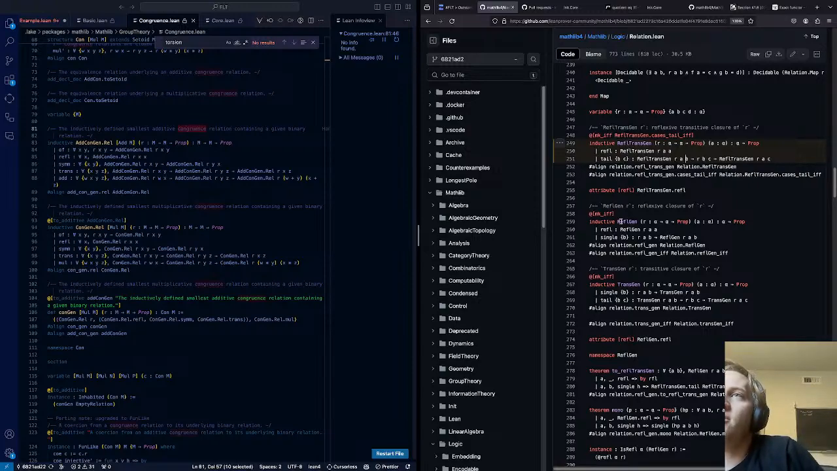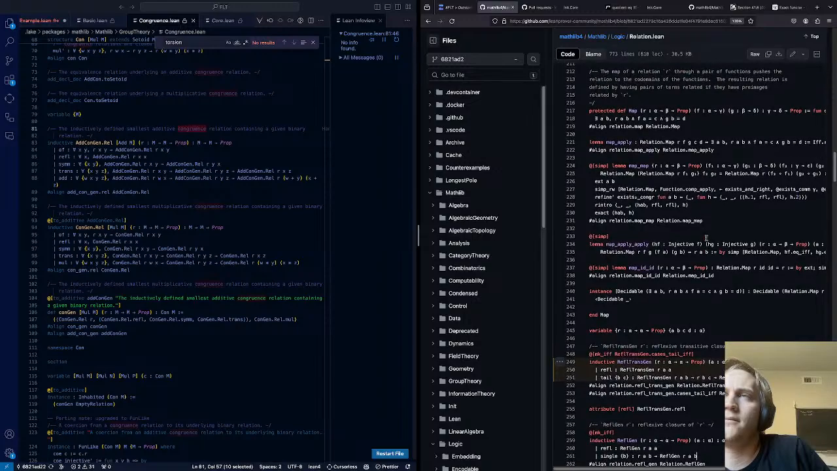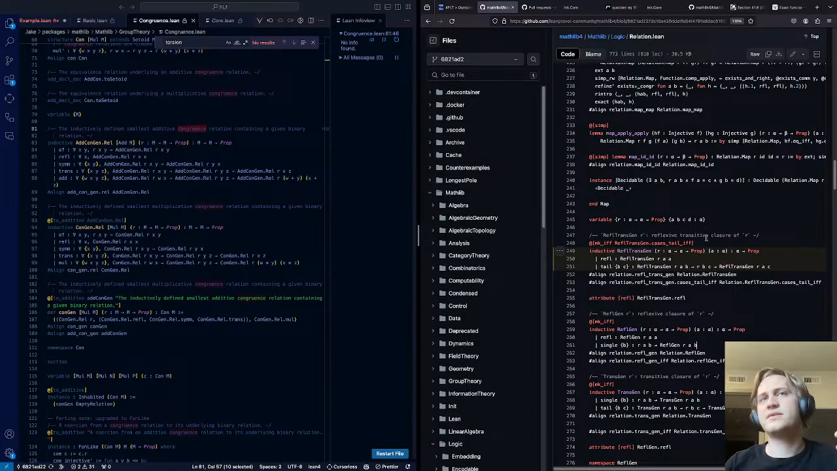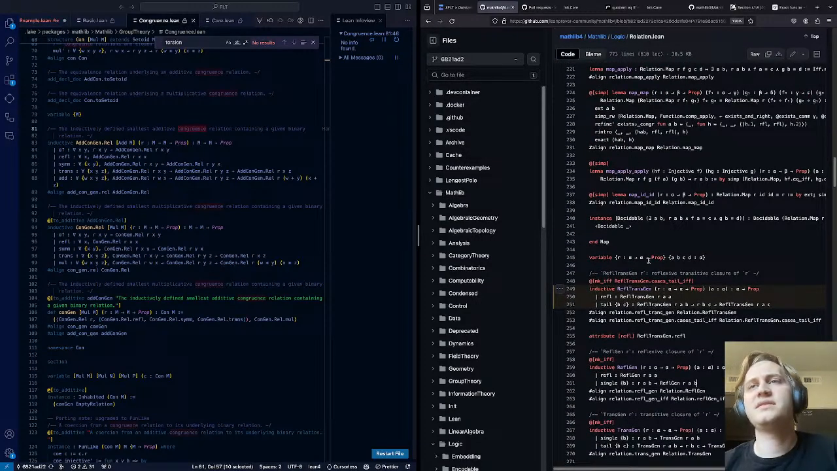For example, if I look at ReflGen, there's this single relation which says that if I have R, then ReflGen R A B. It just doesn't look correct to me. And the other thing that I want to know is, where is the symmetric? Okay, so this definitely seems wrong.